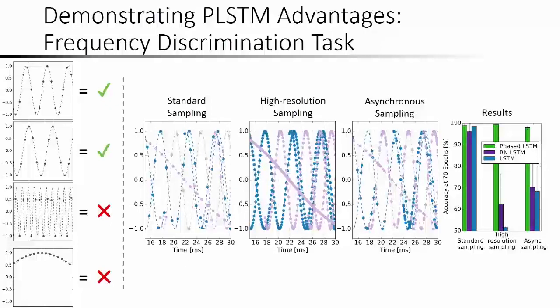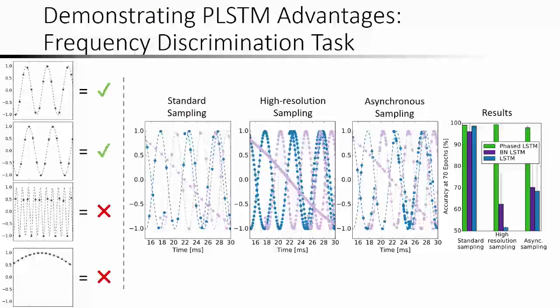So the network receives 100 input points of a y position and a time, and using that information, it has to decide the frequency of the underlying sine wave. We can see that phased LSTM solves this well on the far right plot, but also batch normalized LSTM and regular LSTM also succeed at this task.